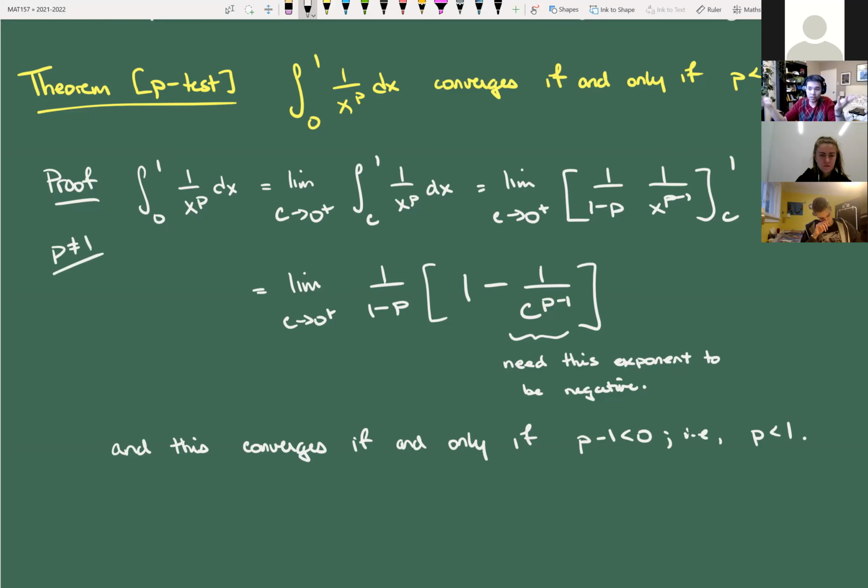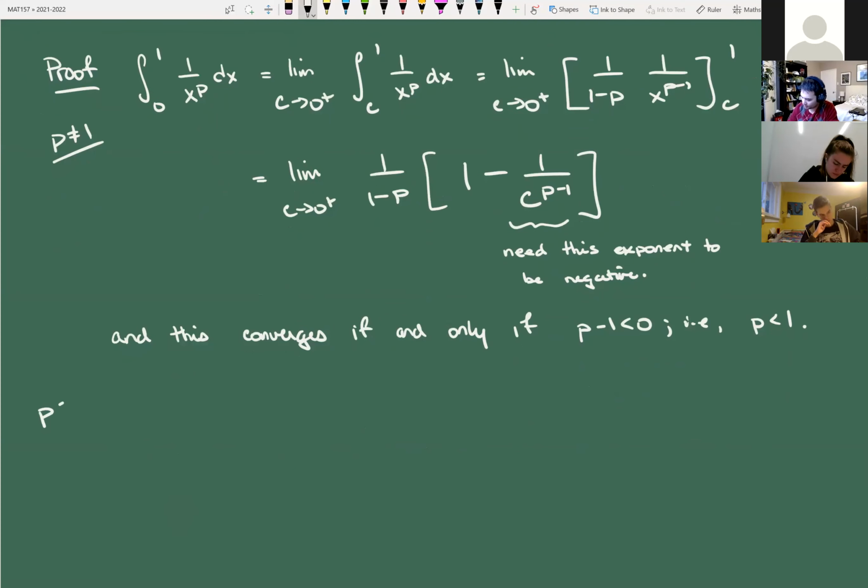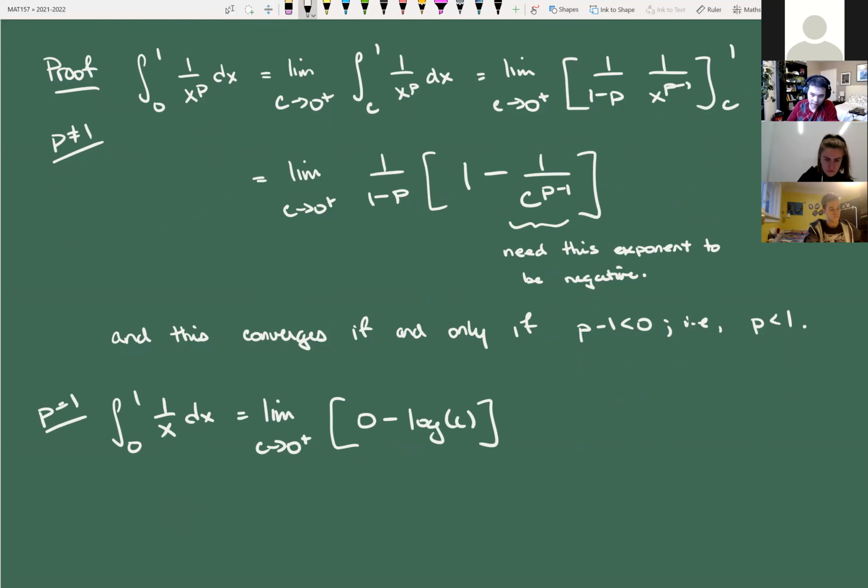Log does not exist, right? The issue is you're taking the limit of log as you go to 0. That obviously doesn't exist either. Here, let's just do that in quickly. If p equals 1, the integral from 0 to 1 of 1 over x dx is the limit as c approaches 0 from the right of 0 minus log c, which clearly does not converge. And so just like last time too, this is an if and only if.